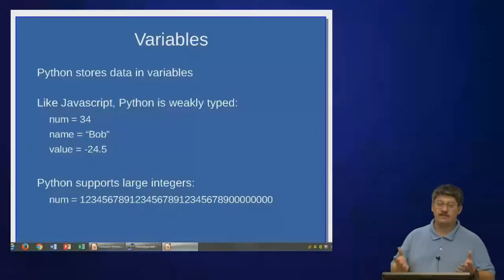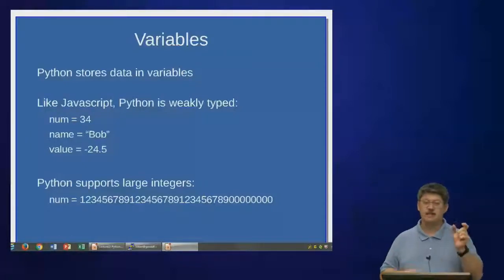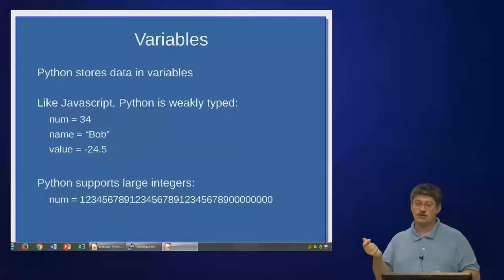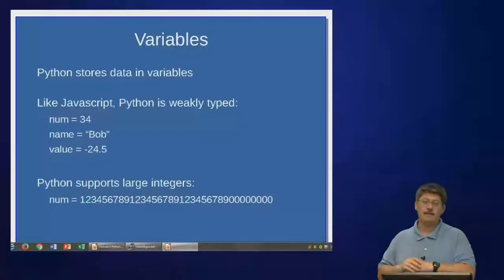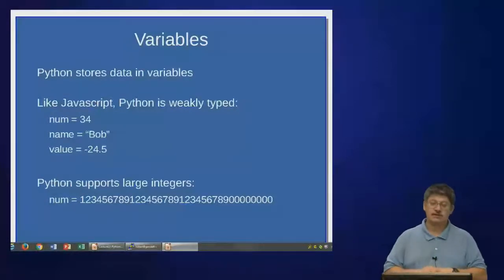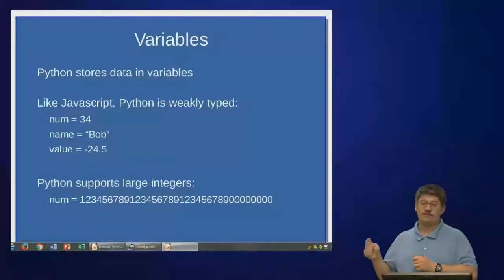I can just create a variable on the fly like this. I can say num gets 34. That will make a variable named num, and it will put the integer 34 into it. I can also say name gets "Bob", and put double quotes around Bob to make it a string literal. And it will create a new variable, name, and make it of type string. Similarly, I can say value gets -24.5, and it'll put a floating point number into value.